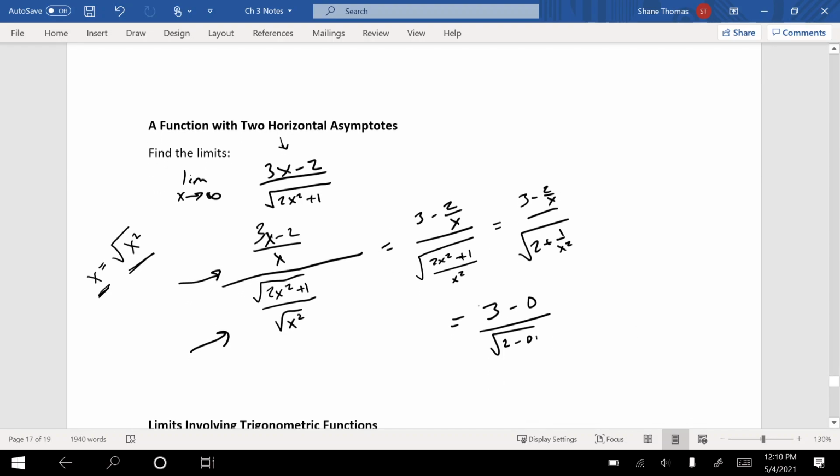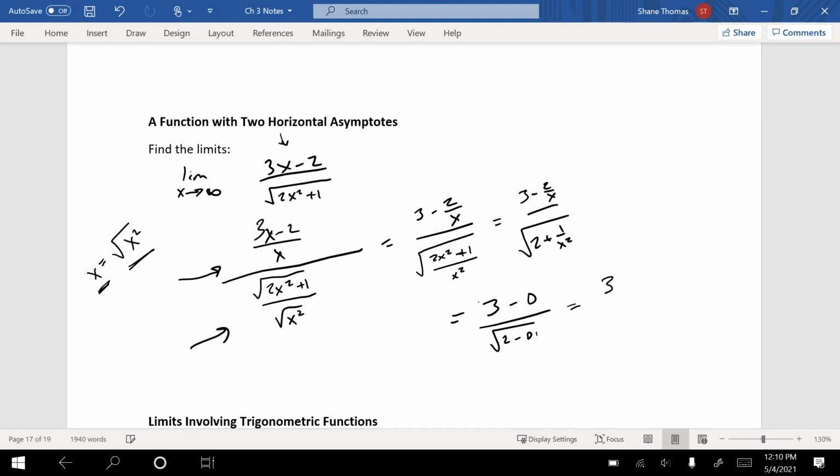So then I end up with 3 over root 2. Now, can I leave it like that? No. Rationalizing, it's 3 root 2 over 2. That would be my limit as x approaches infinity for that function. That's it.